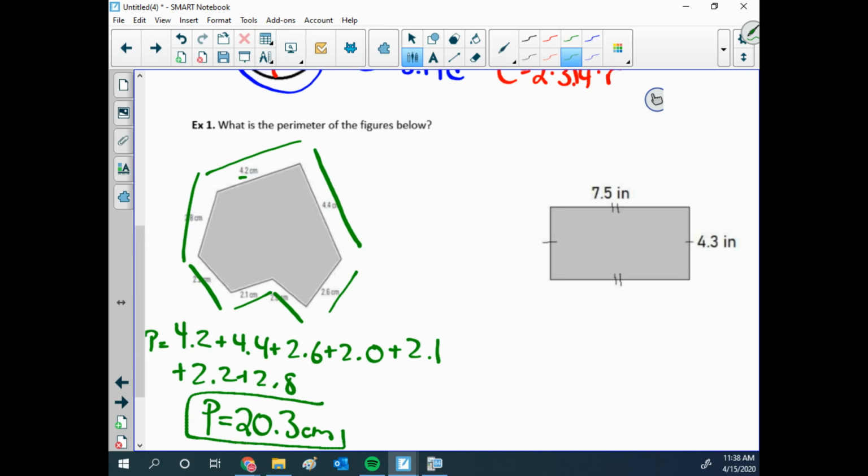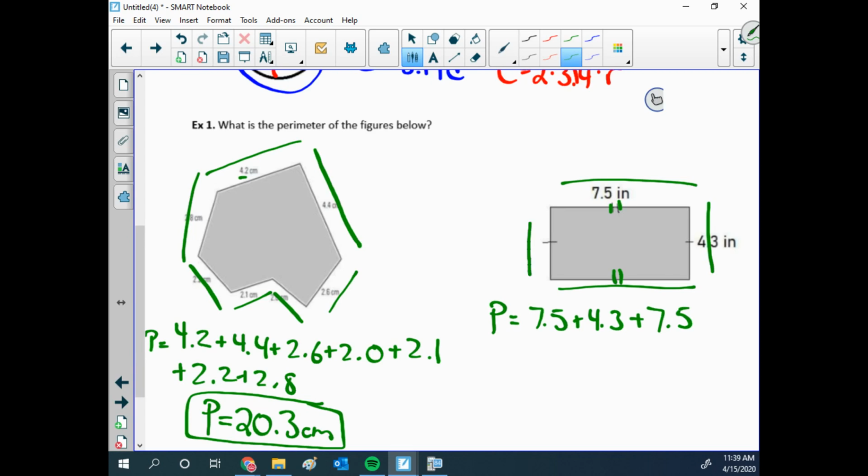Again, I want to include my units with the perimeter. Here's another one. Here's a rectangle. I can either use my formula that I had above, or I just need to remember how I figured this out. Well, perimeter is equal to all of the side lengths. So this would be 7.5 plus 4.3 plus, these sides are identical, so this side length is also 7.5, and that side length is equivalent to the width, so that's 4.3. And if I type all those in on my calculator and add them up, I get 23.6 inches.